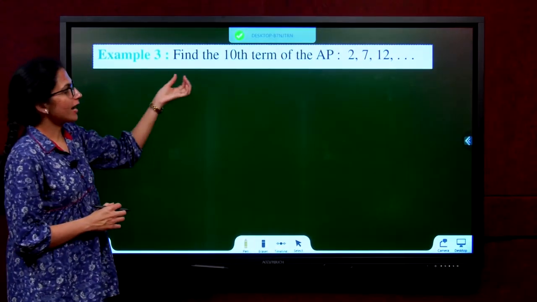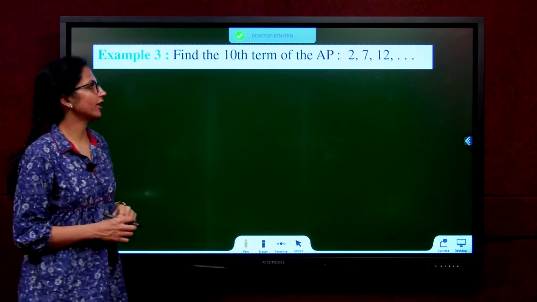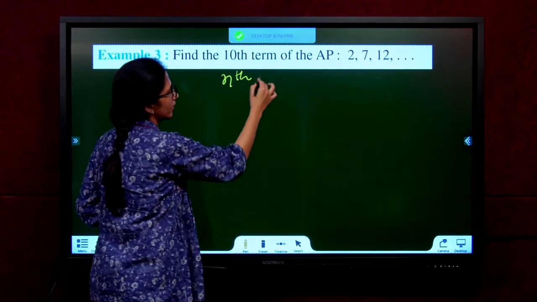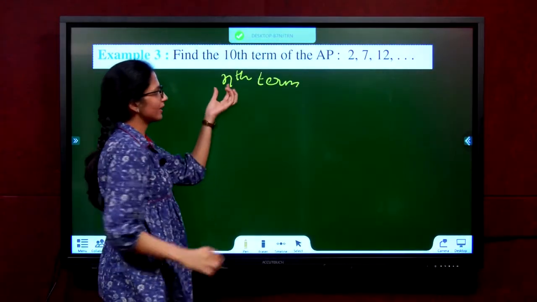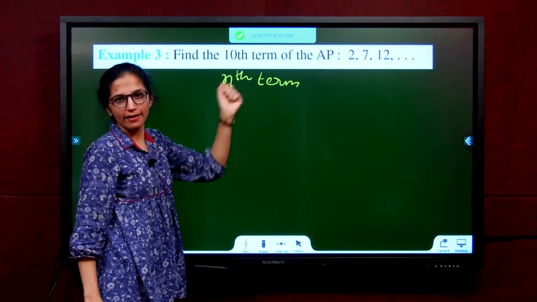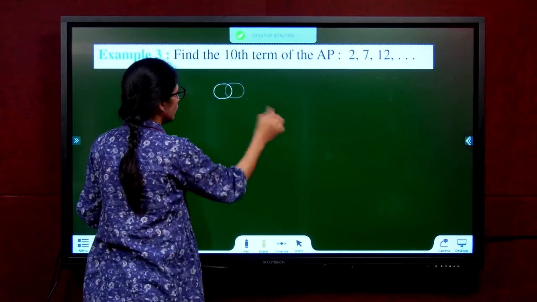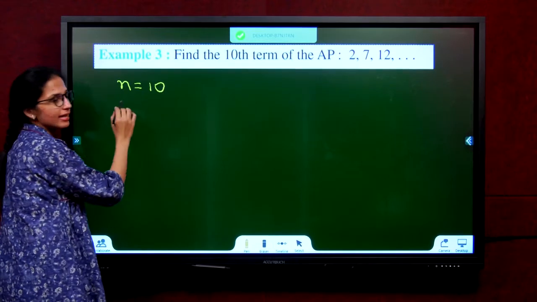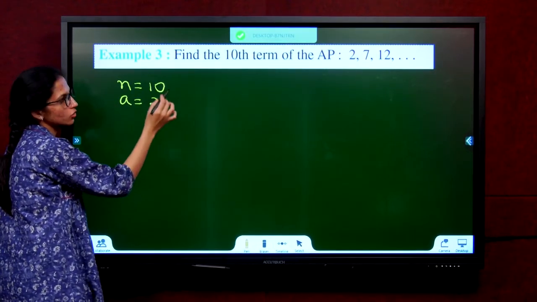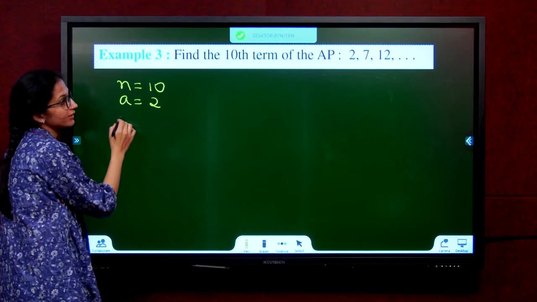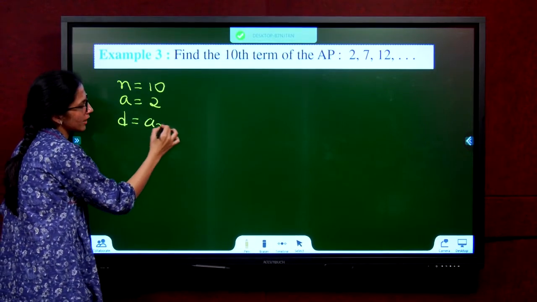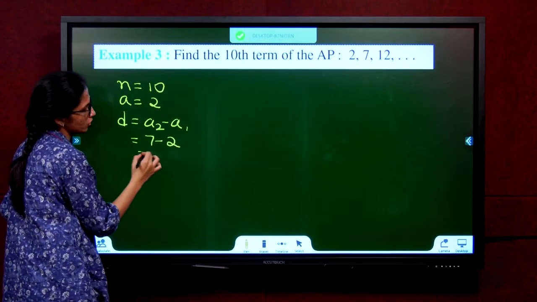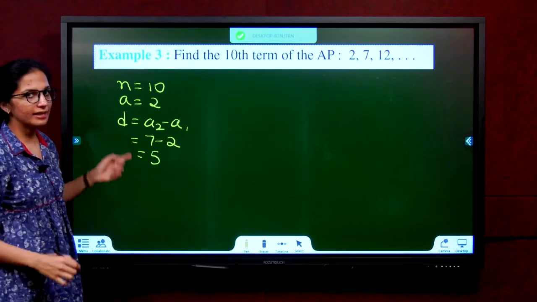Example 3, find the 10th term of the AP. See, 10th term is like saying nth term. That means the value of n is 10. Understood? So n value is 10. What is a value? First term is 2. Now, d value, a2 minus a1. a1 and a is same. a2 is 7. 7 minus 2, 5. You have n, a and d.